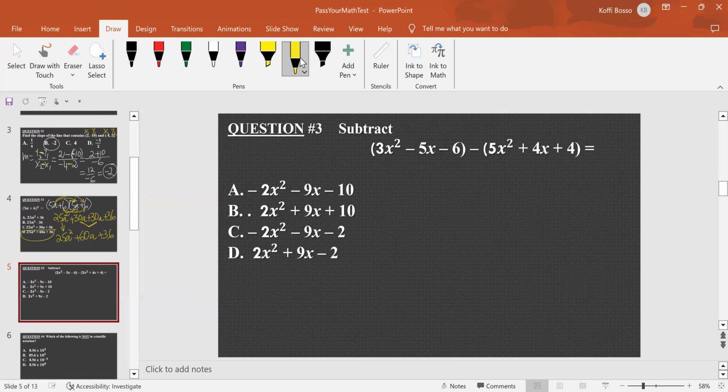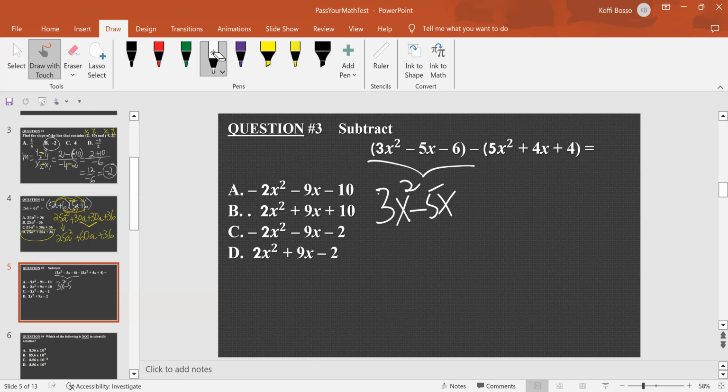The next question. Question number 3. Subtract. So this time you have a polynomial to subtract. You have to be careful when you have a question like this. The first thing to do is to remove the parentheses. So remove the parentheses on this side is not a problem. That'll give you 3x squared minus 5x minus 6. Now remove the parentheses for the other polynomial.